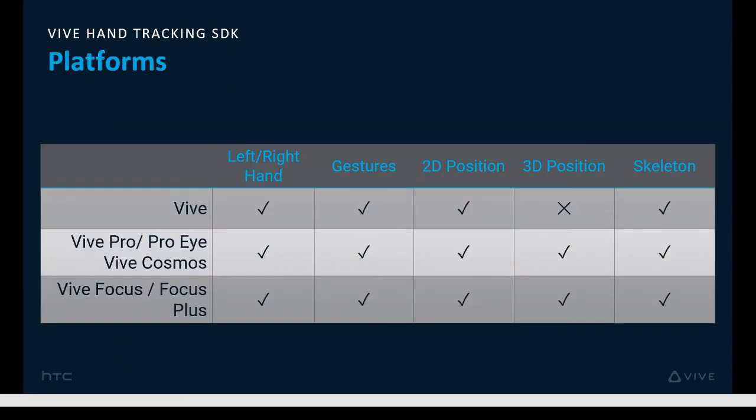In case you may not have heard, we even support the original Vive, as well as some Android phones. This chart here shows you which modes are supported per platform. As you can see, the original generation Vive headset only had one camera, so it doesn't support 3D positioning. However, it does support gestures. We will also be adding additional headsets to this list.